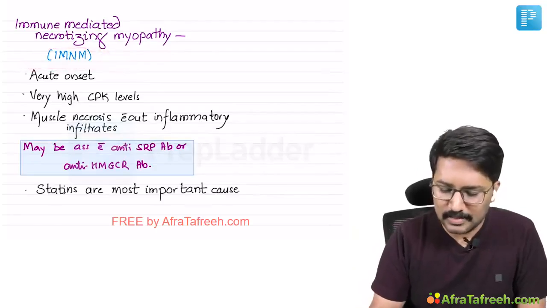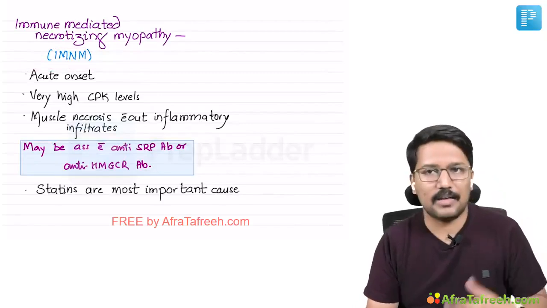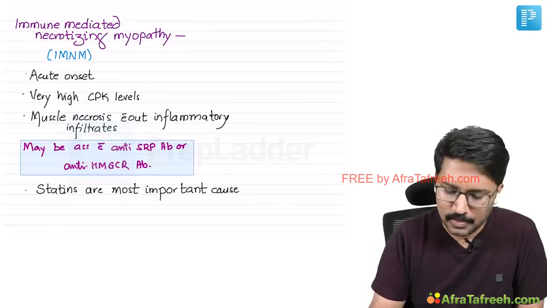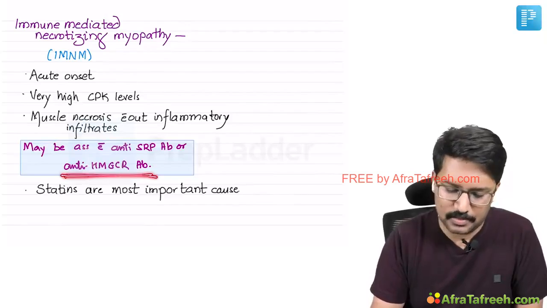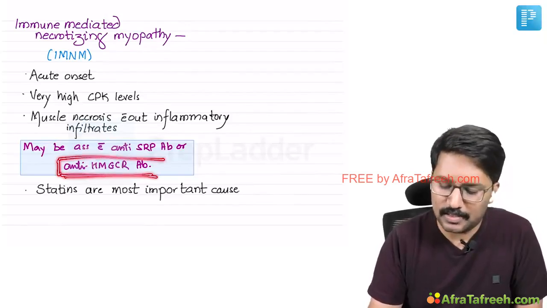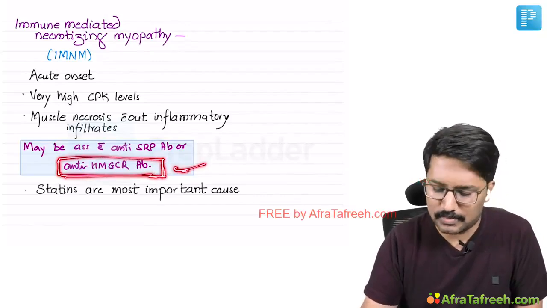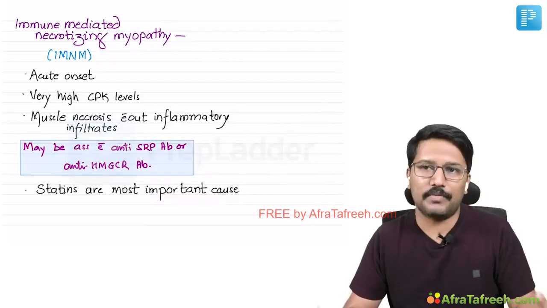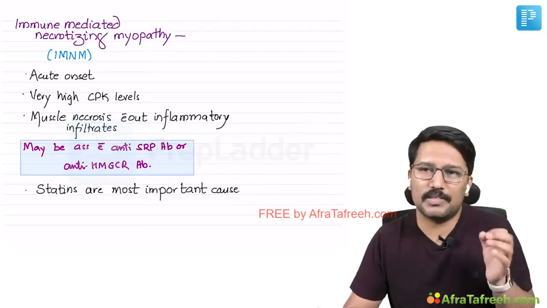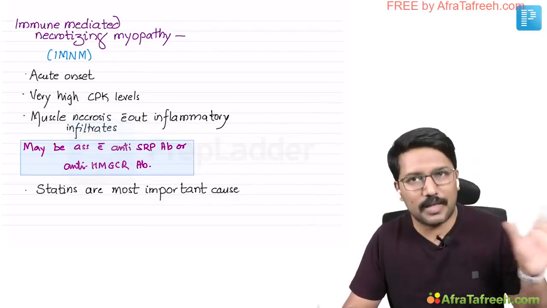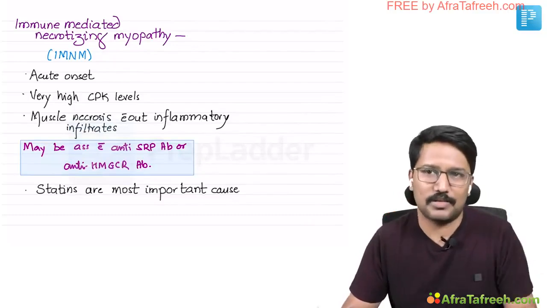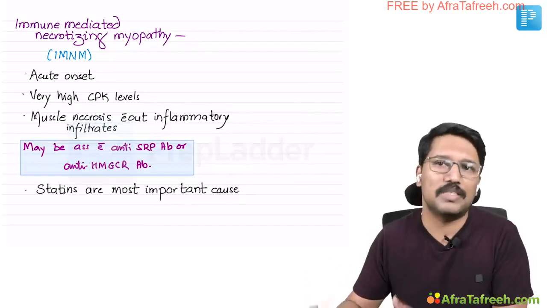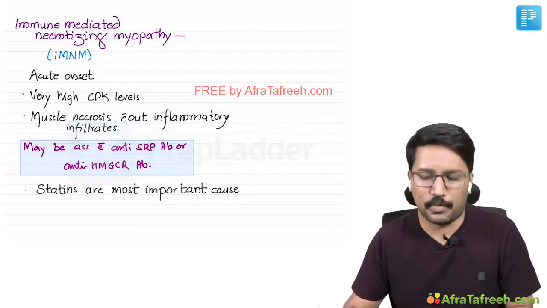But particularly when statins are precipitated, statins are the most important cause of immune-mediated necrotizing myopathy or myositis. When it is statin-precipitated, it is usually associated with anti-HMG CoA reductase antibodies, right? So statins cause two types of myopathies. One is non-inflammatory myopathy, where the CPK elevation is modest. That is the most common statin-induced muscle disorder. Immune-mediated necrotizing myopathy is rare, but it is the more severe form of statin-associated myopathy.